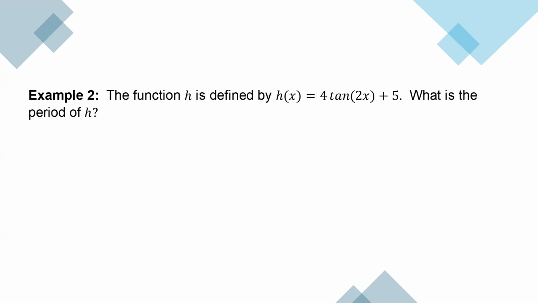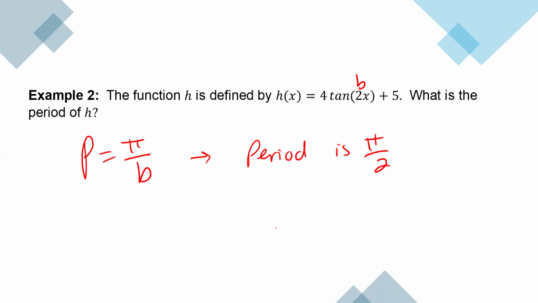Working backwards. If I give you this function, 4 tan of 2x plus 5, can you tell me what the period is? The period is what? How do you get 4? Remember, for tangent, period equals pi over b. And what is my b? 2. This is a question we should never get wrong, guys. It's pi over 2. So the period is pi over 2.